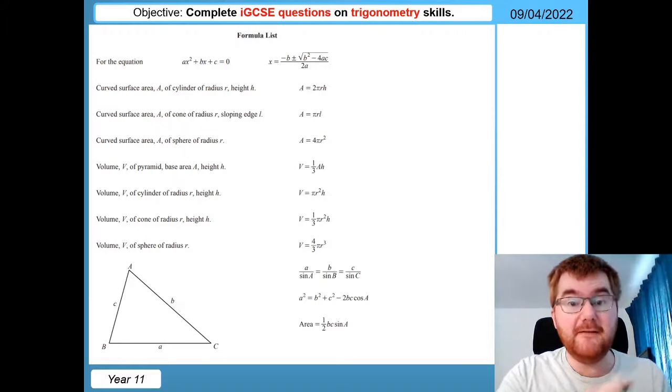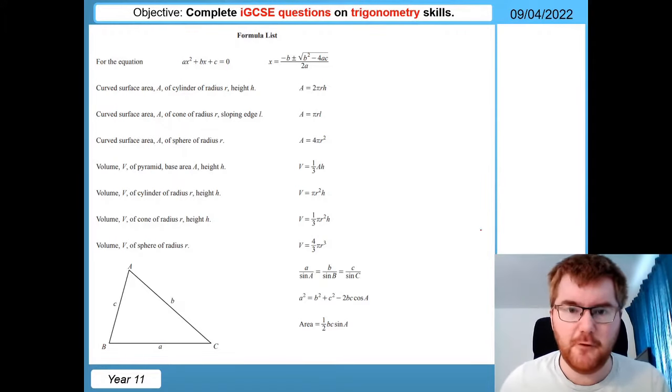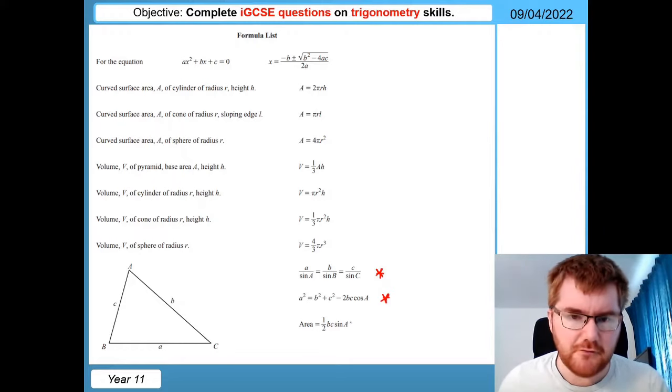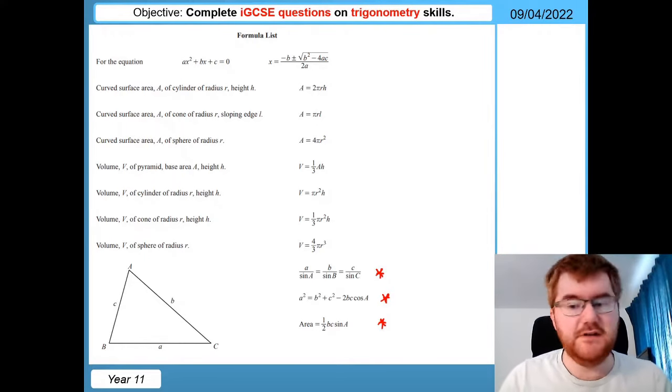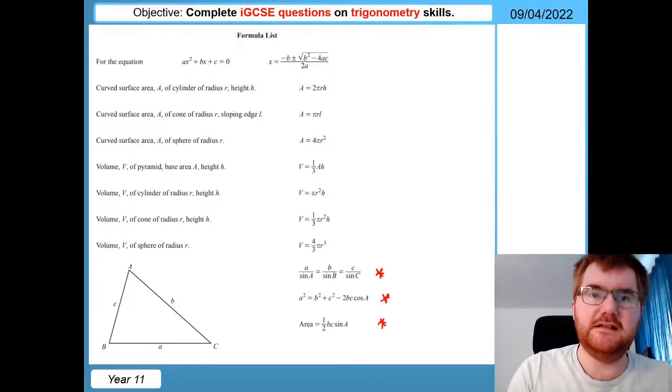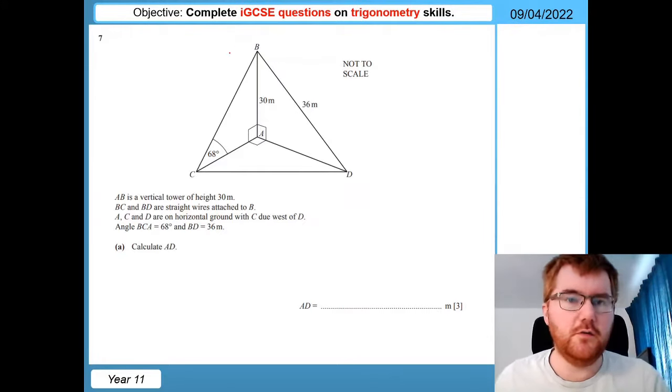Now remember, you have a formula list, so we're going to use these formulae at the bottom a lot. So the sine rule, the cosine rule, and the area of a triangle. So I will be coming back to this through these questions. Okay, so let's get started on question 7.